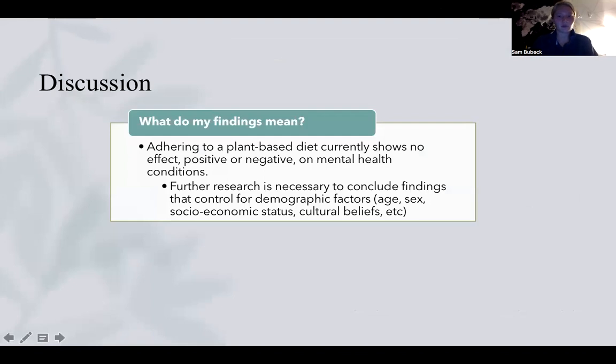Okay, for my discussion. So, what do my findings mean? They mean that adhering to a plant based diet currently shows no effect, positive or negative, on mental health conditions. The conclusions were so mixed. So, there's currently no one answer. Further research is necessary to conclude findings that control for demographic factors such as age, sex, socioeconomic status, cultural beliefs, among many others. That is why I found it so important to include the previous research study, because it did cover some of those demographic factors.